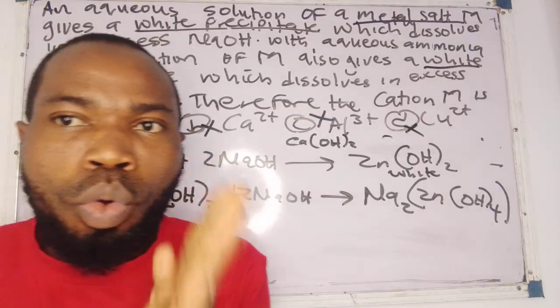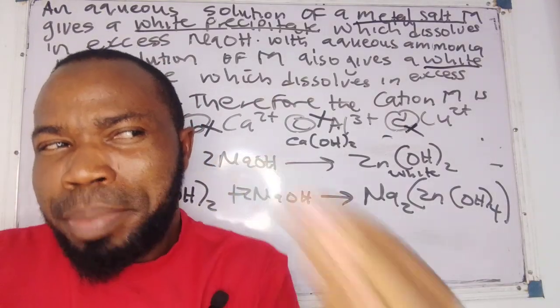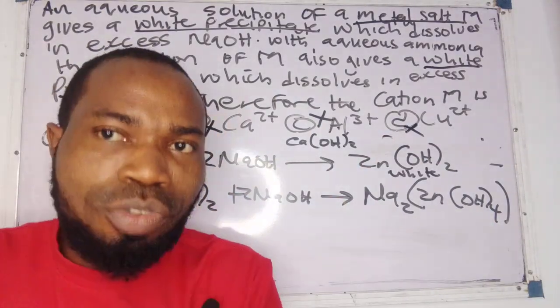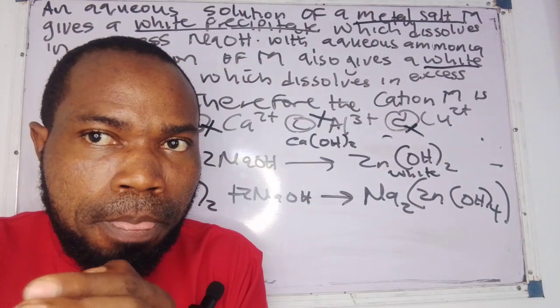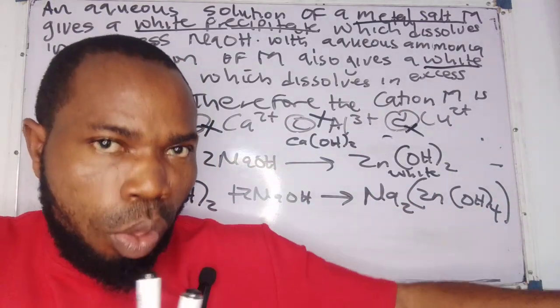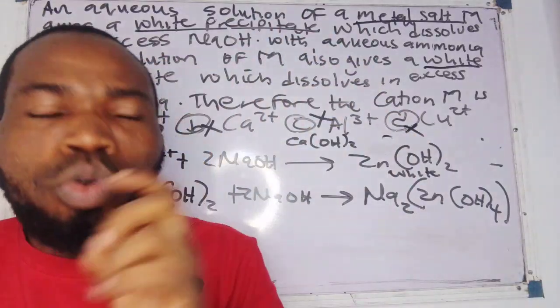So now you know how to use sodium hydroxide and ammonia to test for metallic cations, just like you have known the flame test. All these things will make you understand chemistry more and know why. Look at what I want you to know.